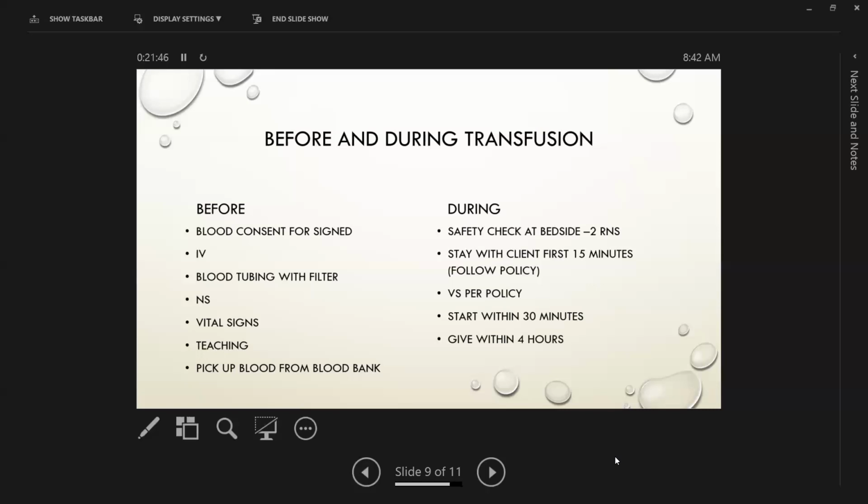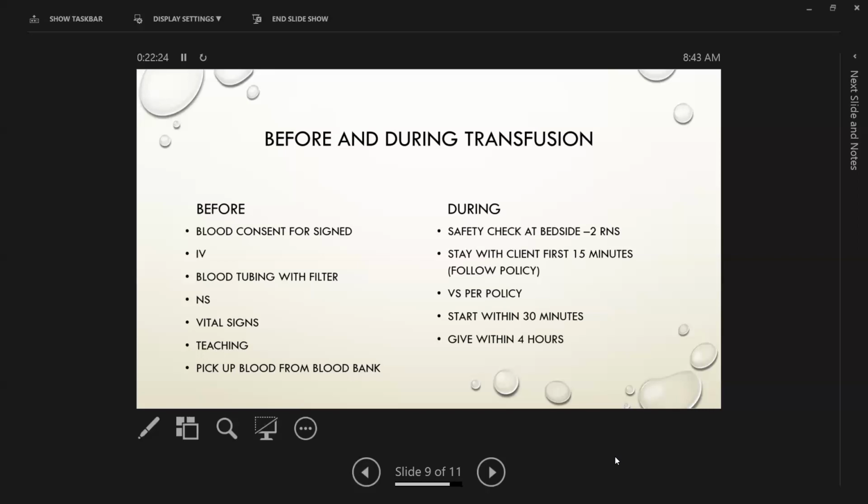During the transfusion, there's going to be a safety check at the bedside. So 2 RNs must check the order and the client bracelet, and when they're checking the client bracelet, they're identifying name and date of birth. They're checking blood type, Rh factor, the donor number, the type and crossmatch number, the expiration date and time, the type of blood product that is being given, and if there is an ability to barcode scan, they're going to do that as well. The nurse is going to stay with the client for the first 15 minutes. That is typically our policy in the hospital, that we're going to stay with that client the first 15 minutes and monitor for a transfusion reaction.